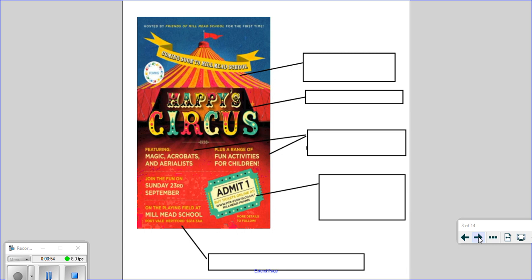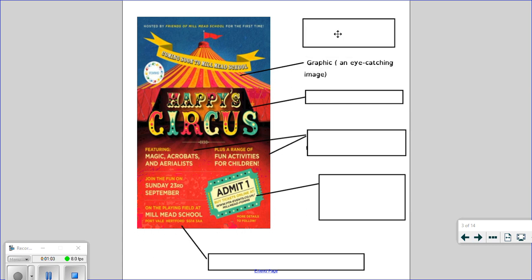Okay, so let's have a look at this example and pull out what are the key features for the advert. So, first one up here is a graphic, an eye-catching image, something that's going to catch the attention of the people that you're wanting to get to come along to the circus. We also need some kind of headline, so possibly the name of the circus. So that was going to be in bigger text to make sure it stands out.